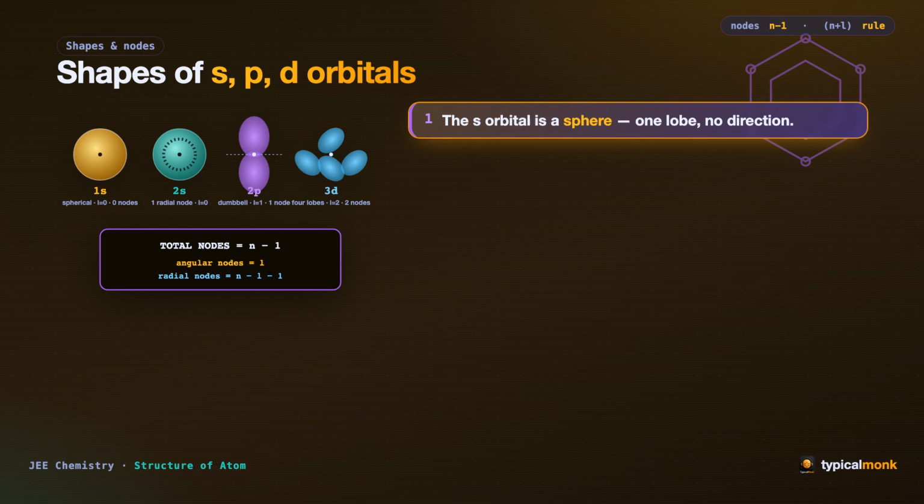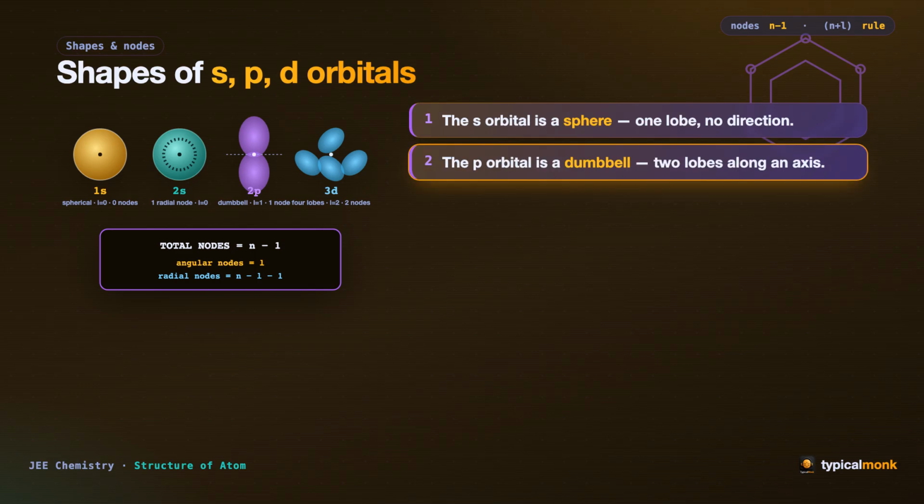Now let us actually see these homes, and this time look extra carefully, because JEE turns this picture straight into a numerical. The s orbital is a simple sphere, one smooth ball of probability around the nucleus, the same in every direction. When L is 0, there is no preferred direction at all.